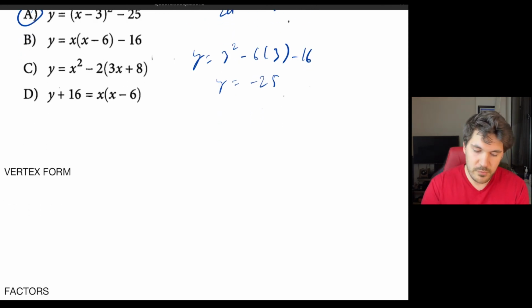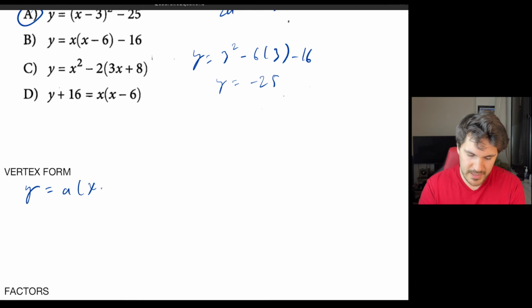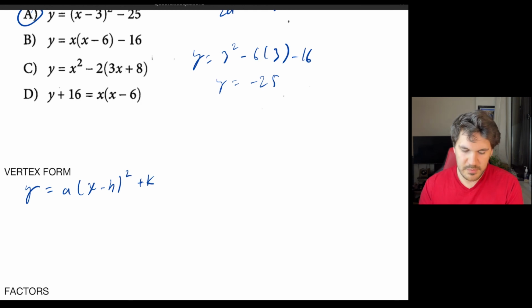Vertex form is going to be y equals a times x minus h squared plus k. So in this case, let me tell you what everything means. A basically will determine whether your parabola is going to be a happy parabola or a sad parabola. If A is positive, it'll be a happy parabola. If A is negative, it's going to be a sad parabola. For the most part, this is all you really need to know about A for this test.